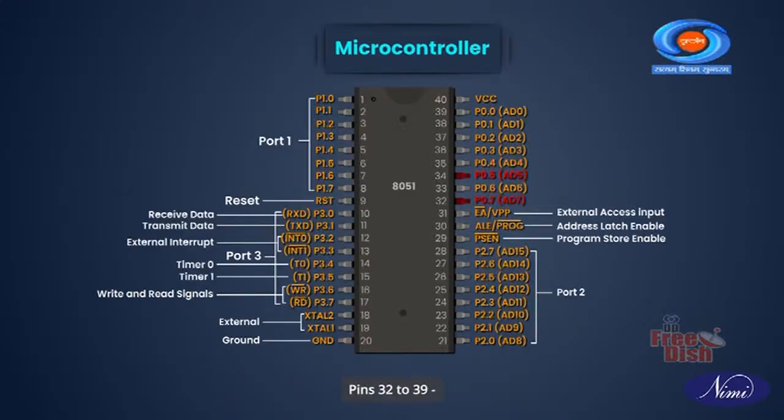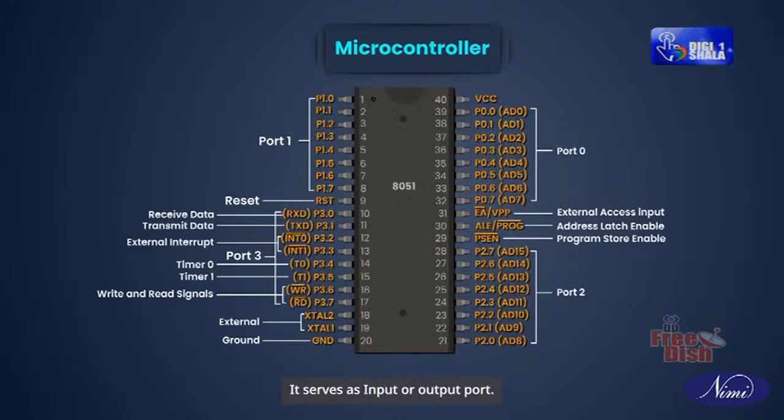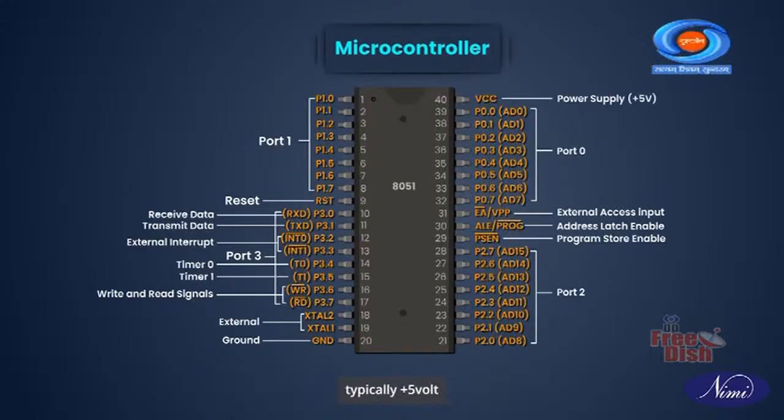Pins 32 to 39. These pins are known as port 0. It serves as input or output port. Pin 40. This pin is used to provide power supply to the circuit, typically plus 5 volt.